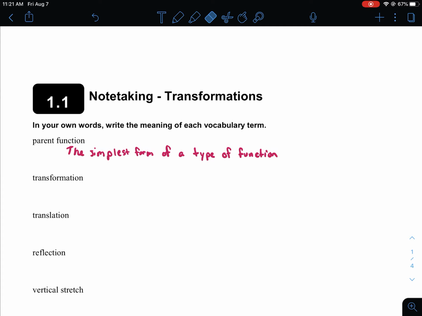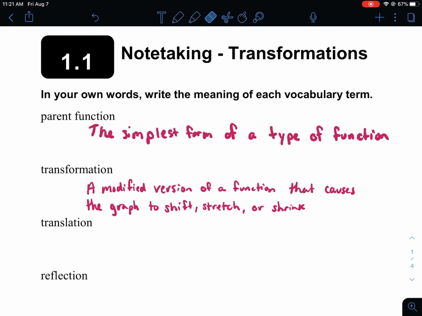The other one is called a transformation, which is exactly what we're going to do. A transformation is a modified version of a function that causes the graph to shift, stretch, or shrink. So taking that x squared function, if we put a 2 in front of it, or we add 5 to it, or anything that we do to the function, we're going to change it. And it'll cause the graph to either shift left, right, up, down, or it could cause the shape of it to change. It could be wider or skinnier or something like that.